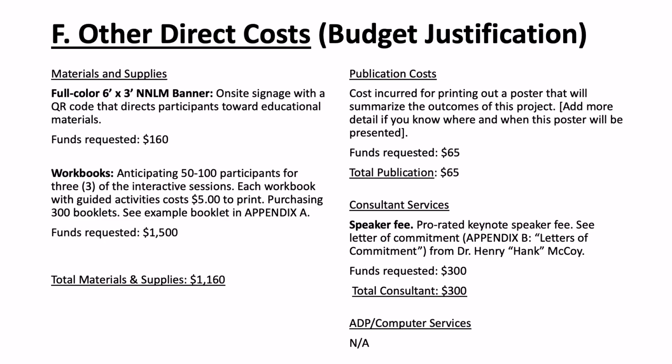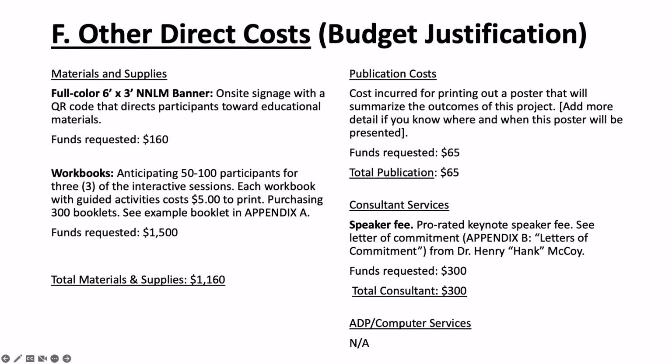All right, cool. For publication costs, we're going to print out a poster that will summarize the outcomes of this project. We need funds for that. Consultant services, we're going to have a prorated keynote speaker fee attached to that. And we've got a letter of commitment saying that the speaker is going to speak for us, so we need this much funds. So, just make sure that each section is broken out in the budget justification, precisely explaining what items you're going to have under each section, and then having the subtotals there and adding it all together for the entirety of section F.